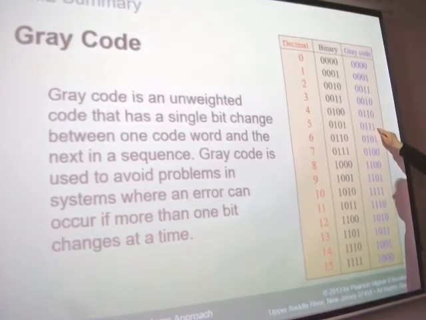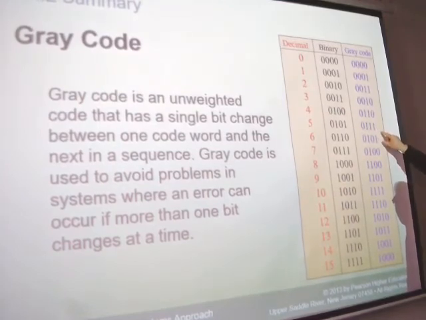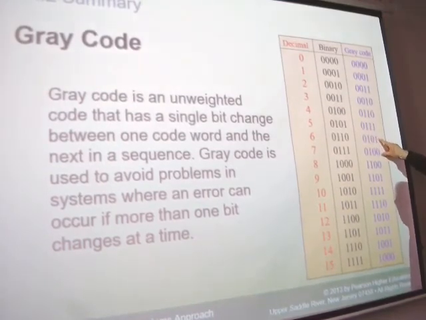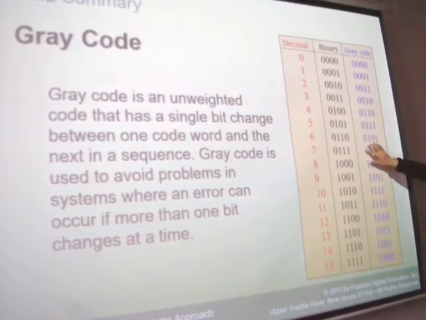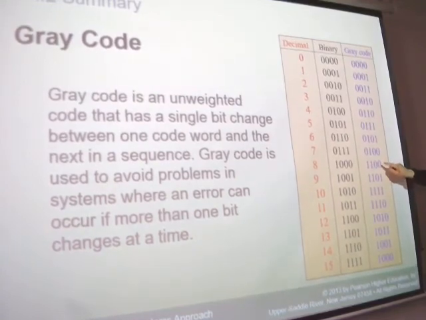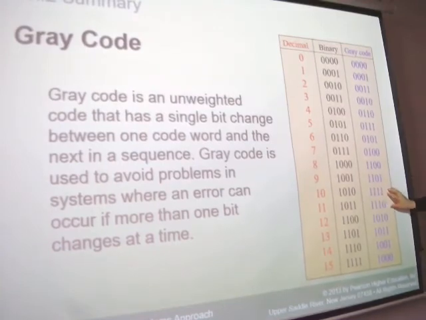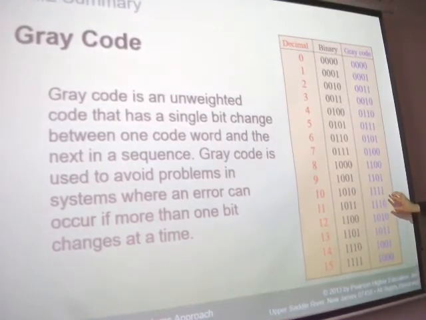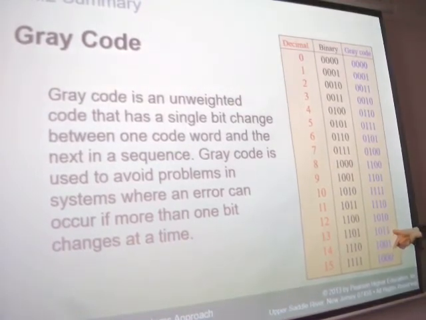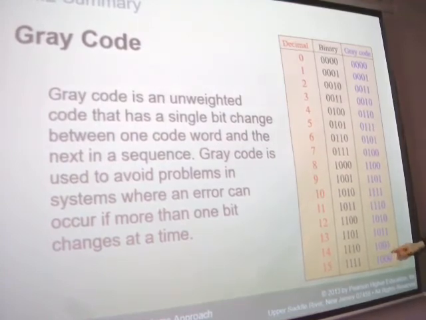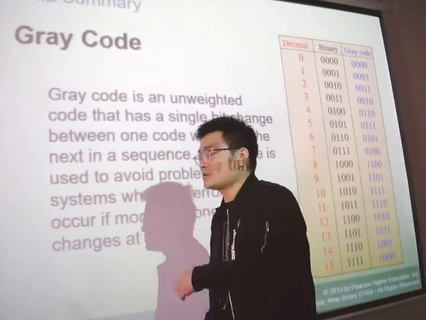This number and this number, only this bit is different. The same holds for each pair of adjacent numbers. This is the pattern of the Gray code.